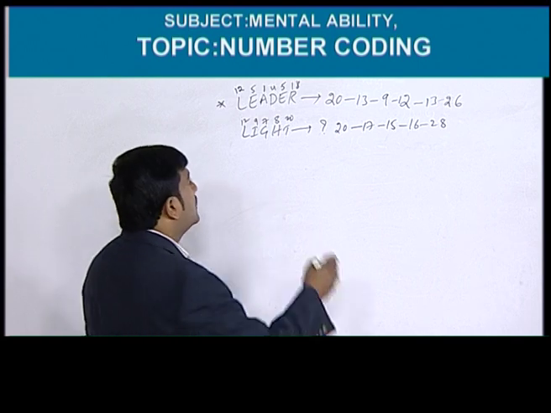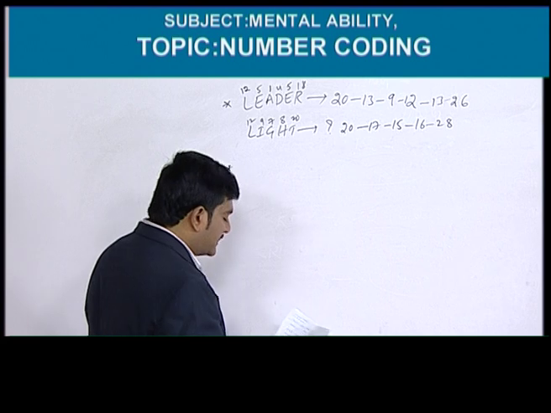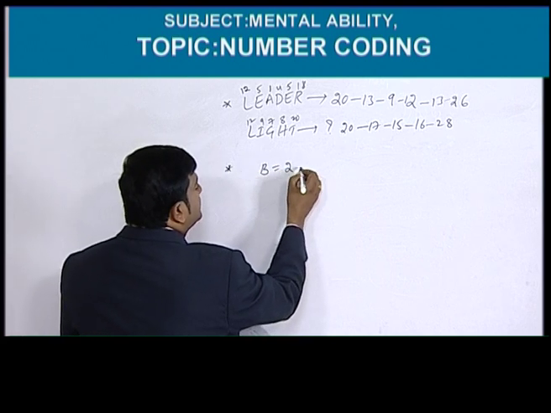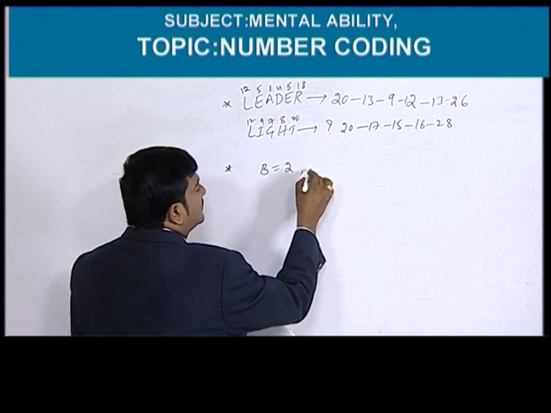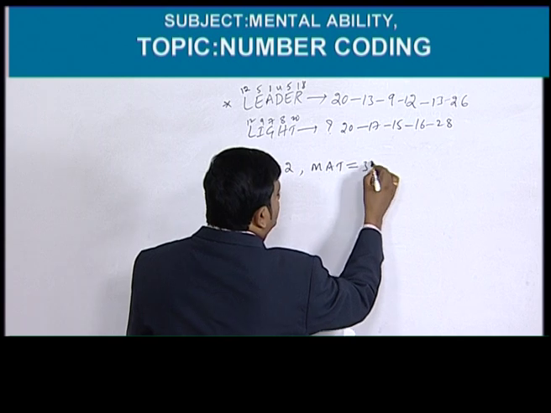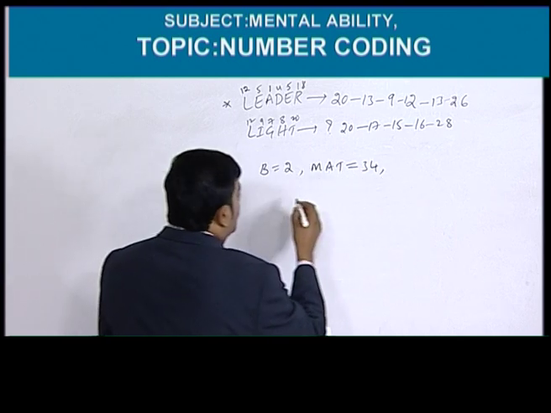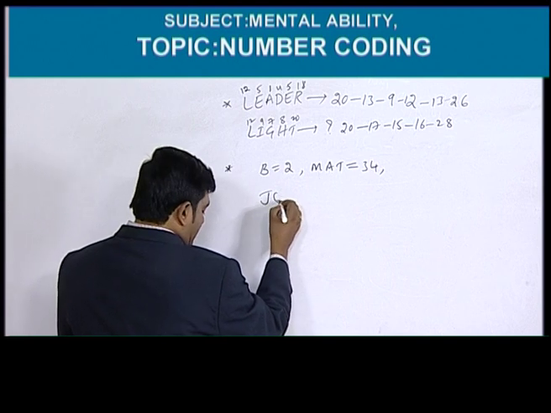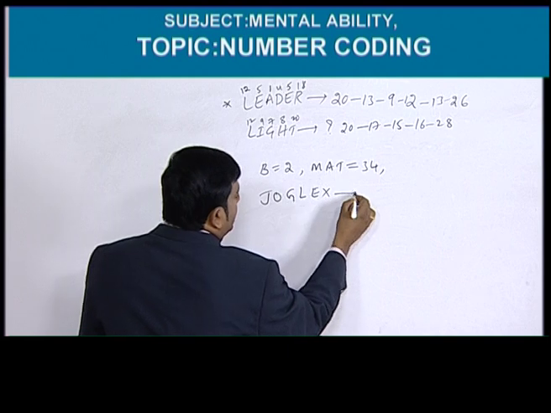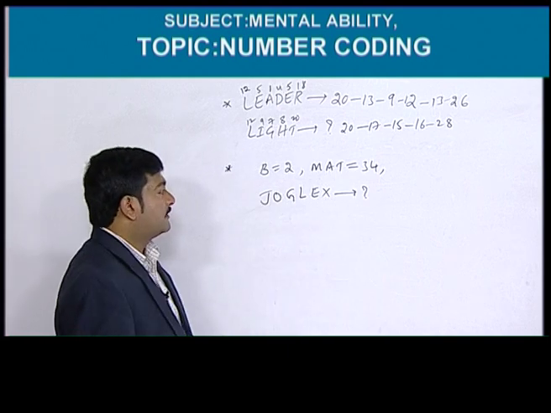Okay, I hope you understood this example also. Now we'll take one more example. Let's say in a certain code language, he mentioned B is equal to 2. Similarly, MAT, M-A-T, is equal to 34. Then he asked to find out the code for the word JOGLEX. I repeat, he asked to find the code for the word JOGLEX.